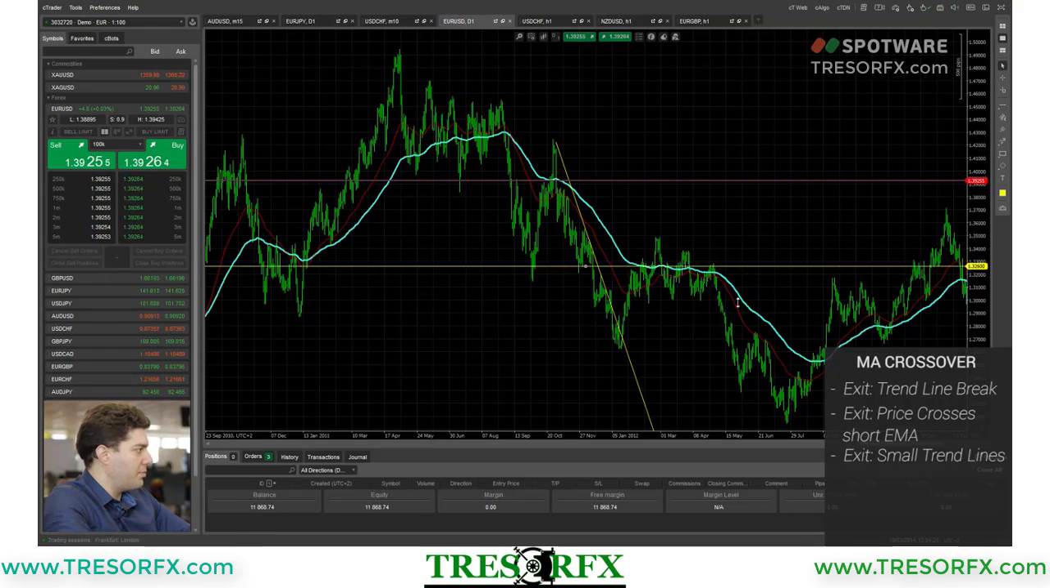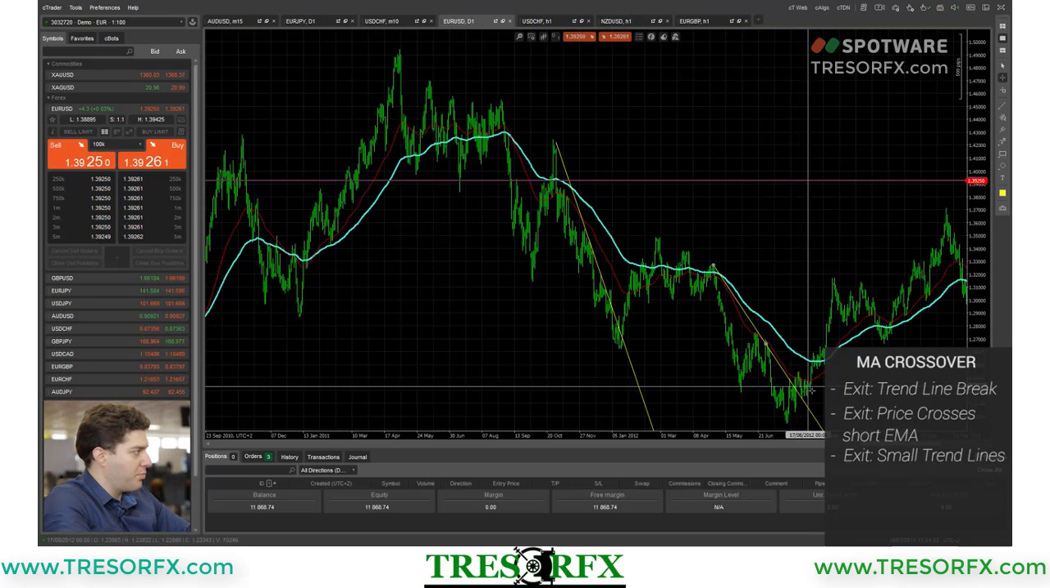Also you can enter on the retracement, and draw another trend line here, and you can exit here, which is a far better spot for you.